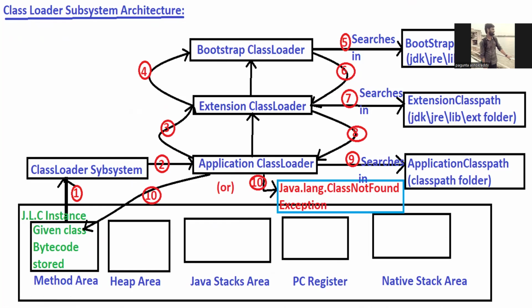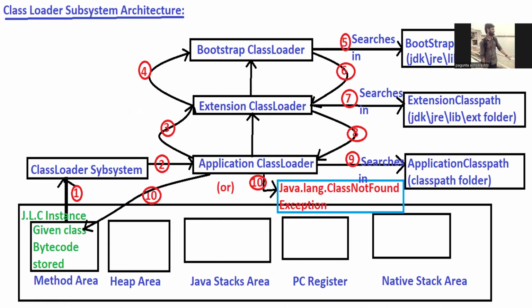Okay, then what will happen? I told you, in the class loader subsystem we have three class loaders: the application class loader, the extension class loader, and the bootstrap class loader. The application class loader delegates the request to the extension class loader, which delegates the request to the bootstrap class loader. This is the parent delegation algorithm. The class loader follows the parent delegation algorithm.